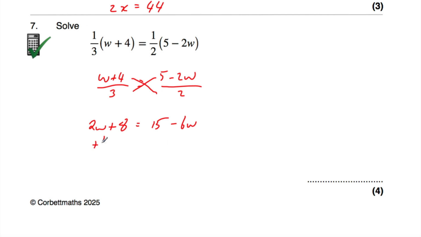So here I'm going to add 6w and add 6w. 2w's plus 6w's is 8w's. We've still got the plus 8, and then that equals 15. And we've added 6w to get rid of that minus 6w.